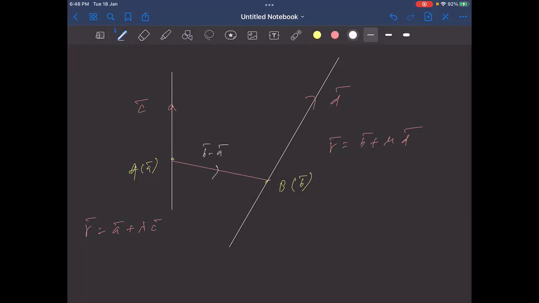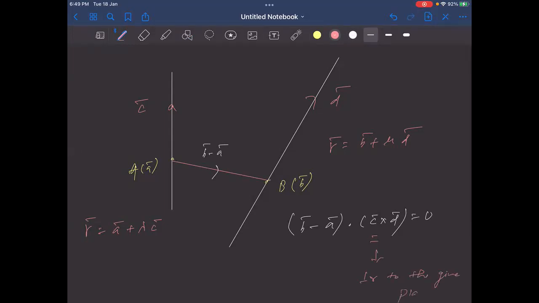B minus A. So if I take B minus A dot with C cross D, if it comes 0, that means they are falling on the same plane, correct? It means coplanar. If they are falling on the same plane, C cross D will be perpendicular to the given plane. Am I right?